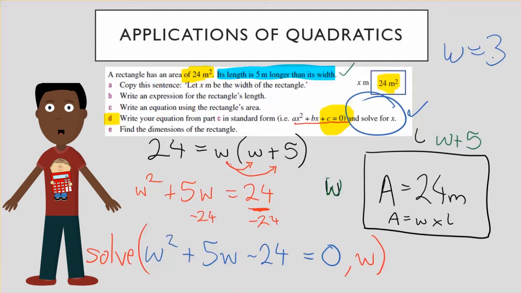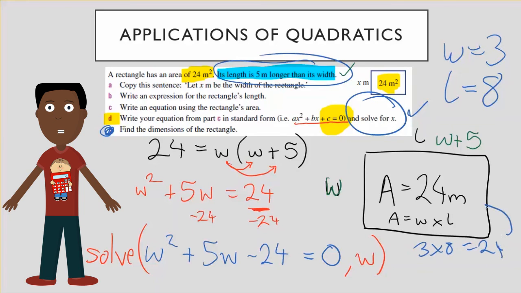The last question asks us to find the dimensions of the rectangle. If we're told that w equals 3, and at the start we said that the length is 5 meters longer than the width, then the length has to be 8, because that is obviously 5 more than the width. So in this question, the length is 8, the width is 3, 3 times 8 equals 24, which is the area of this rectangle.